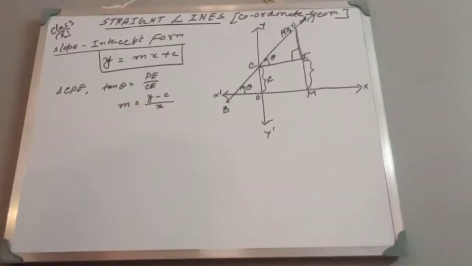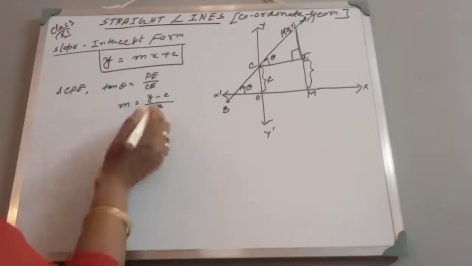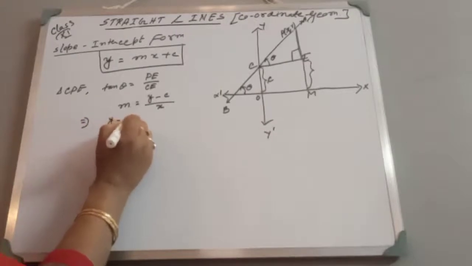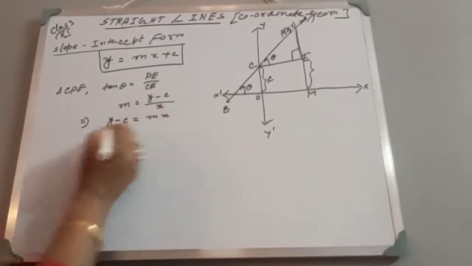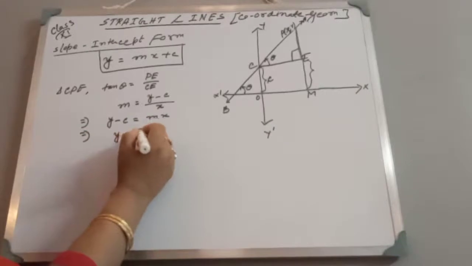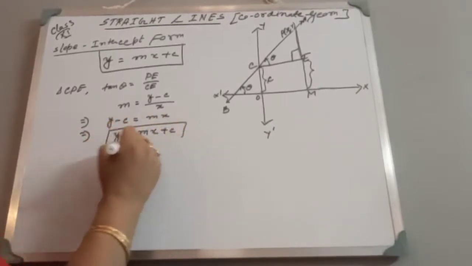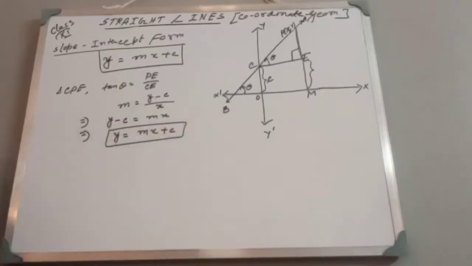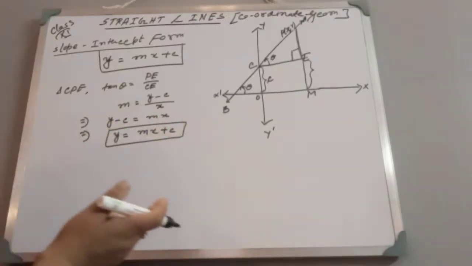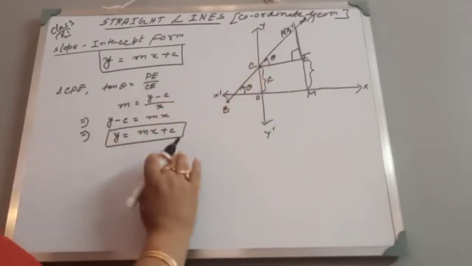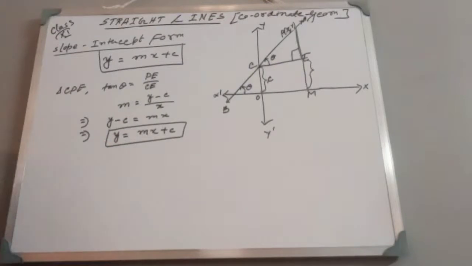Normally we write the slope or gradient of the straight line as m. Let's do the cross multiplication. We write y minus c equals mx, which implies y equals mx plus c. Now this is proved. This is known as the slope intercept form. That means when the slope and the intercept on the y-axis are given, then the equation of the straight line is y equals mx plus c.